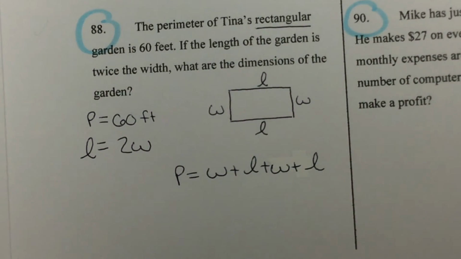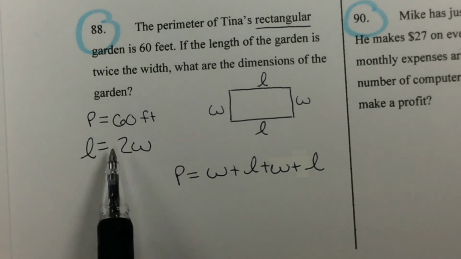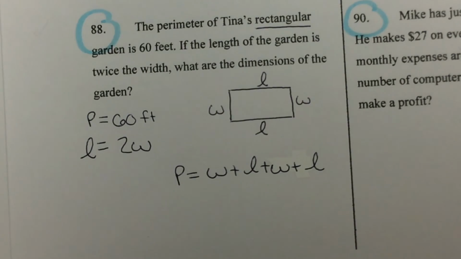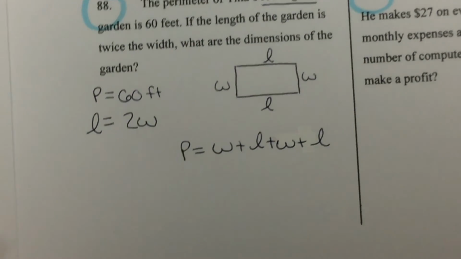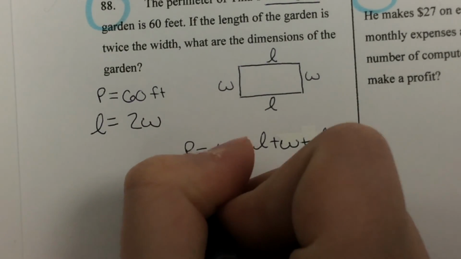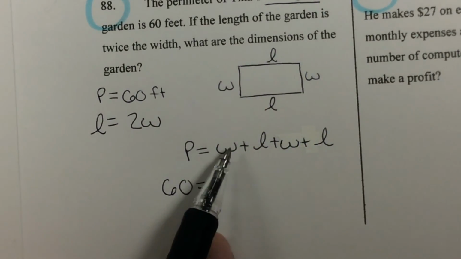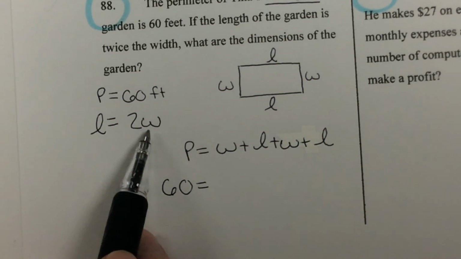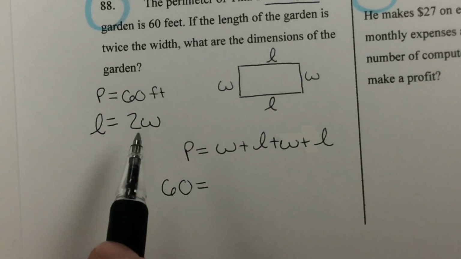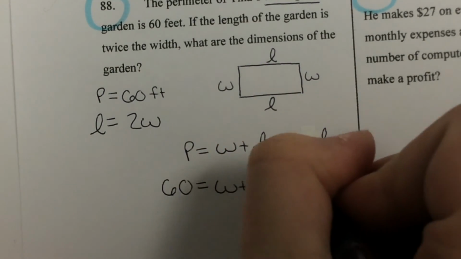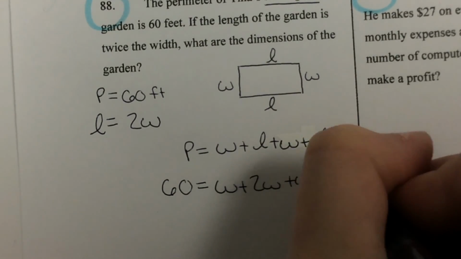Okay, so now that we have our formula for perimeter, we're going to take all the information that we know, the information that was given to us in the problem, and we're going to substitute it into the formula and then solve from there. So we already said that we know the perimeter is 60, so we can put that in for P equals width plus length, width plus length. For our 2 lengths, we're going to substitute this in because we already said that the length is equal to 2 times the width. So width plus 2 width plus width plus 2 times the width.